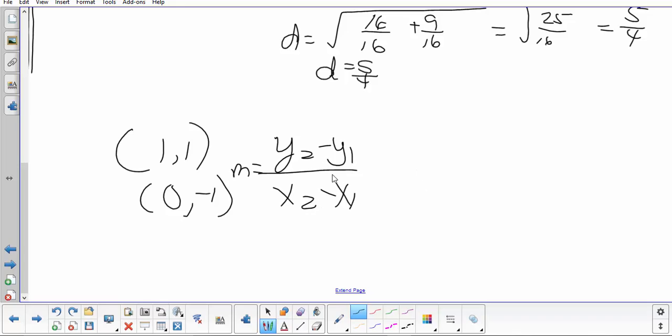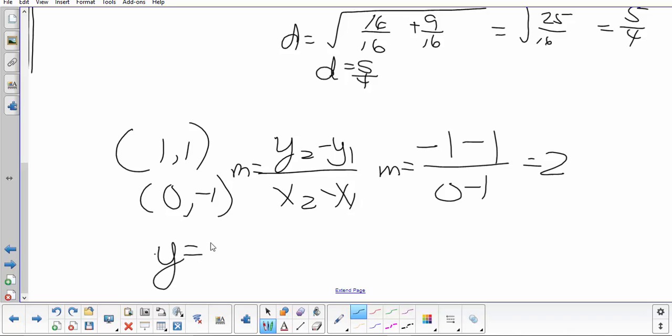So from here, we can do -1 minus 1 over 0 minus 1. So that means that our slope is 2. So our equation is y equals 2x, and our y-intercept was -1, so 2x minus 1. So that's two completely different ways to do the problem, but both of them get the same answer.